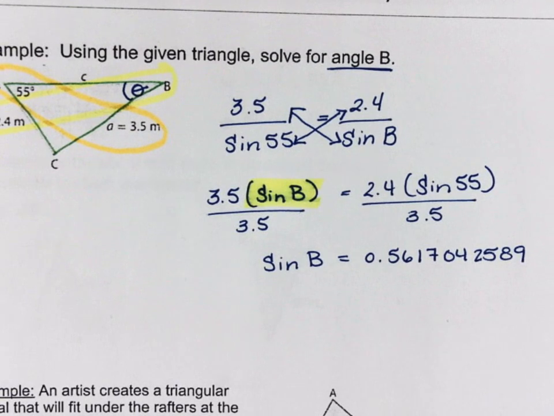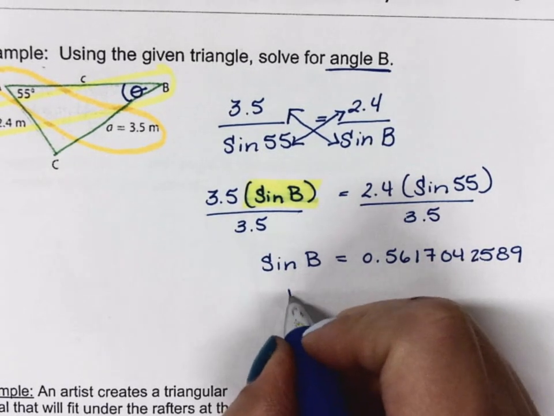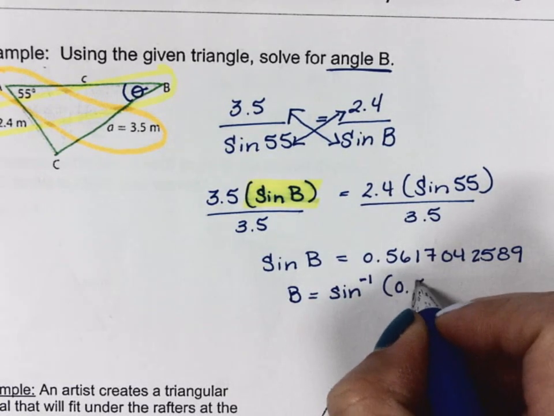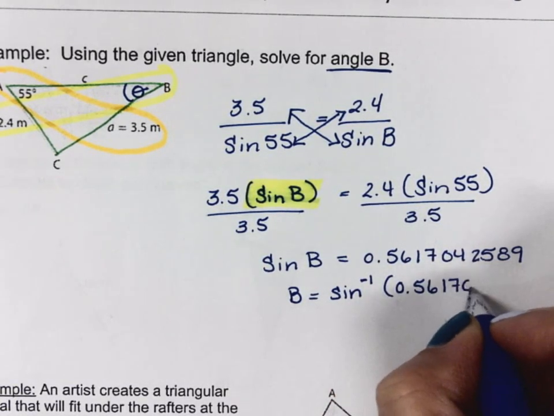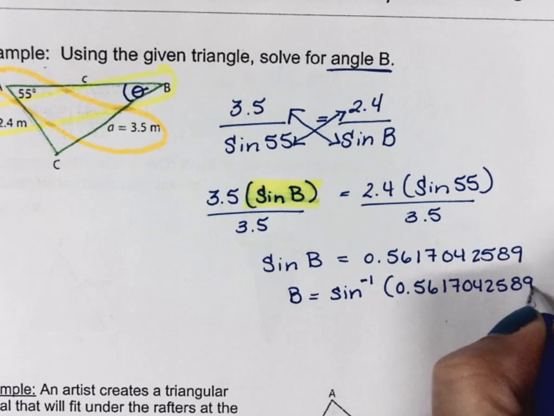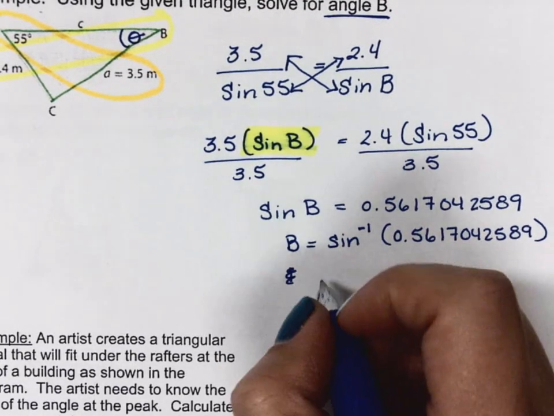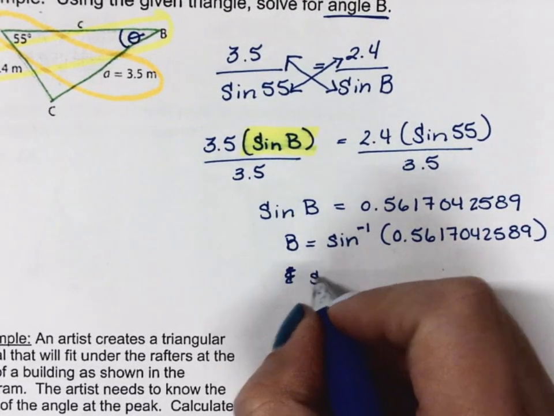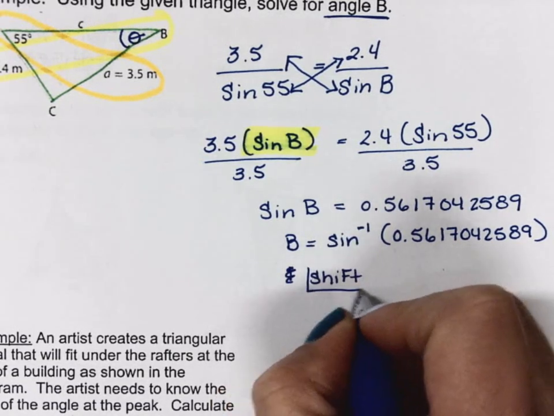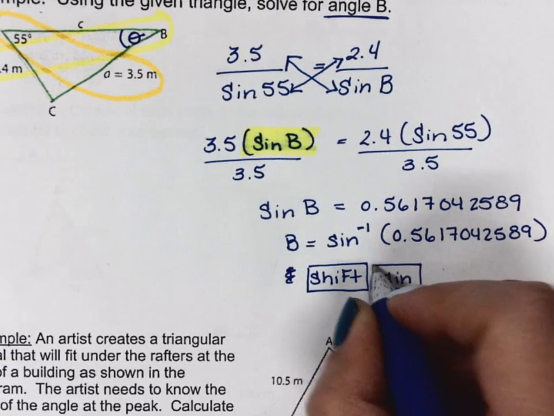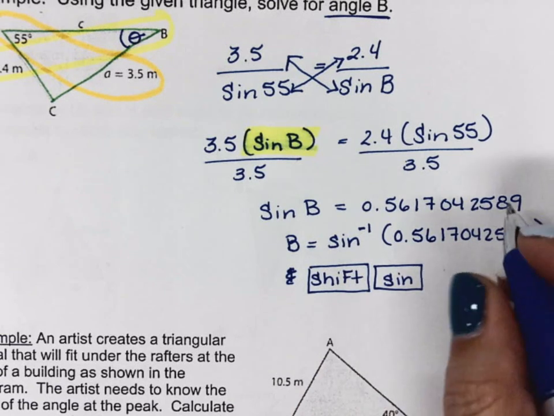Anytime we're trying to solve for an angle, that's when we're going to use the second function button on our calculator. The way I would write it in math would be sine to the exponent -1, and then we put that whole decimal in. That's a pain. If I were to do this in my calculator, I'm going to hit shift. I'll write these keystrokes down again: shift and sine, and then I'm going to put that decimal in.